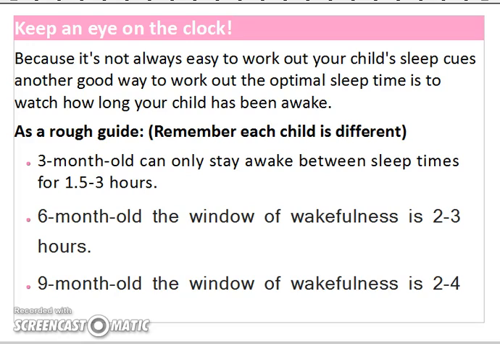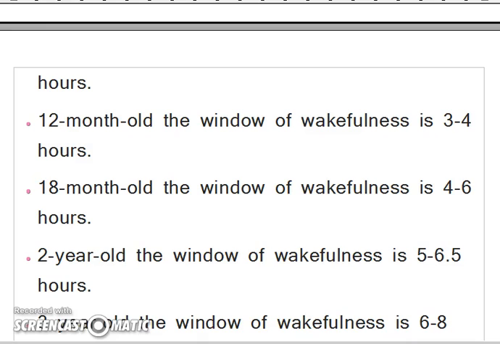So a 3-month-old can stay awake between 1.5 and 3 hours. A 6-month-old, on average, the window of wakefulness is 2 to 3 hours before they start showing signs of being tired. And a 9-month-old, the window of wakefulness is 2 to 4 hours. At a year old, the sleep window's about 3 to 4 hours before they start showing signs of being tired. 18 months, 4 to 6 hours. 2 years, 5 to 6.5 hours. And a 3-year-old, 6 to 8 hours.